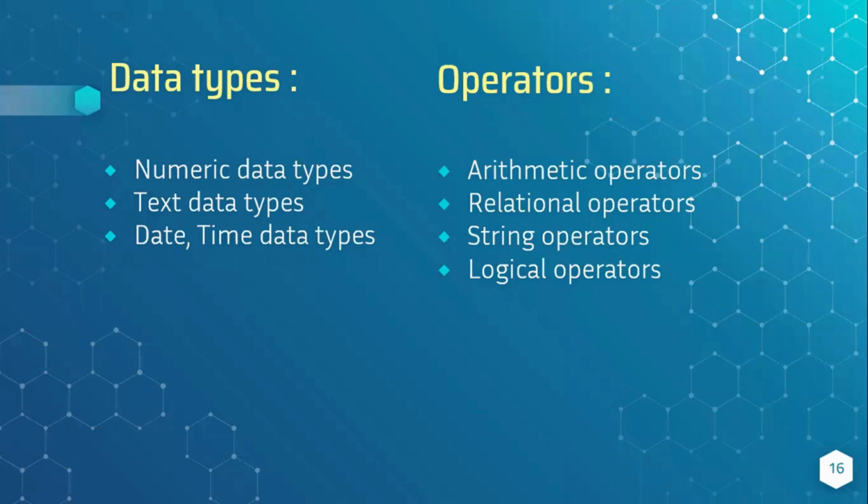Arithmetic operators are used for arithmetic calculations. Examples of arithmetic operators are plus, minus, star. Relational operators are used for comparisons like less than, greater than, equal to, not equal to. String operators are used for manipulating the text data, combining two text strings, etc. And logical operators are used for combining multiple conditions in SQL queries using and, or, not. And, or, not are examples of logical operators.